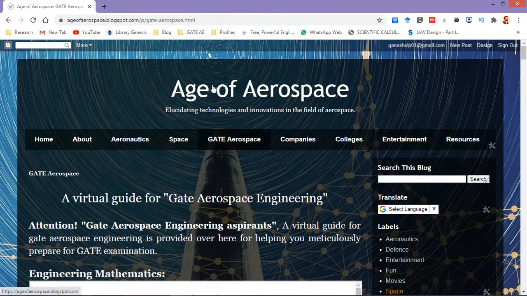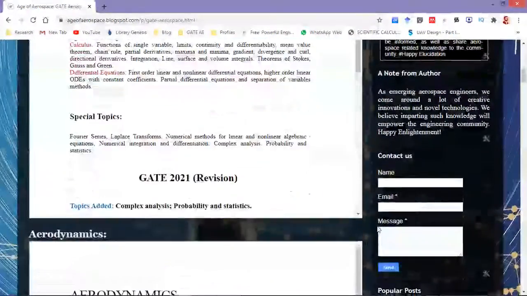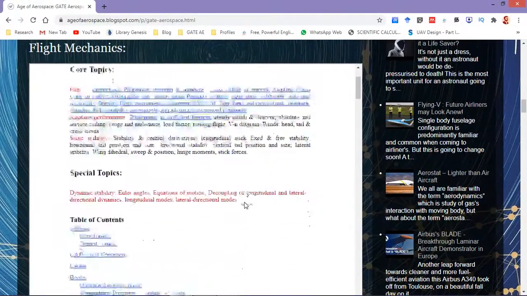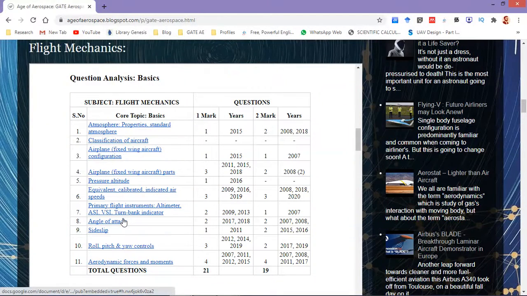So here I am on the Age of Aerospace blog and the GATE Aerospace tab. Now scrolling down to the flight mechanics portion, so here we have the flight mechanics portion. Now I'm dropping into the question analysis. Based on the question analysis of this particular topic, primary flight instruments, there were about two 1 mark questions which were asked in the years 2009 and 2013, and there was about a 2 mark question which was asked in the year 2007. Now this makes this topic somewhat moderately important.